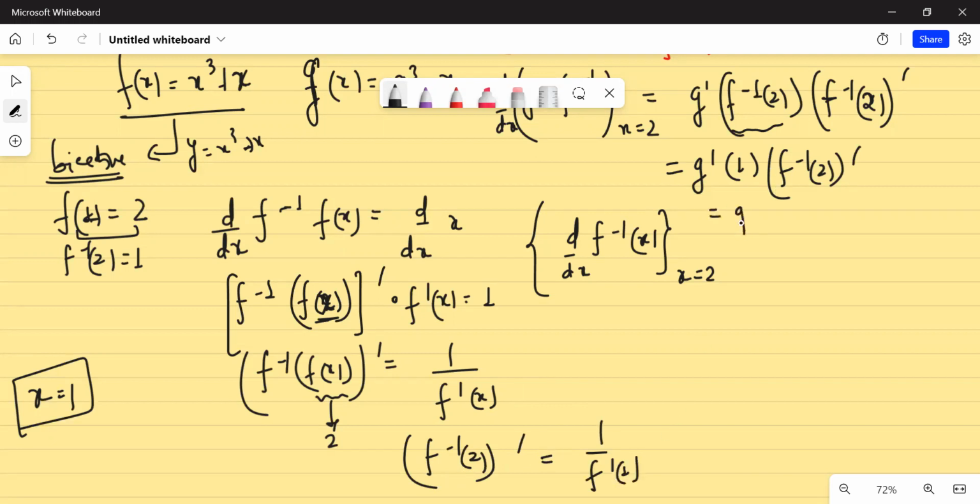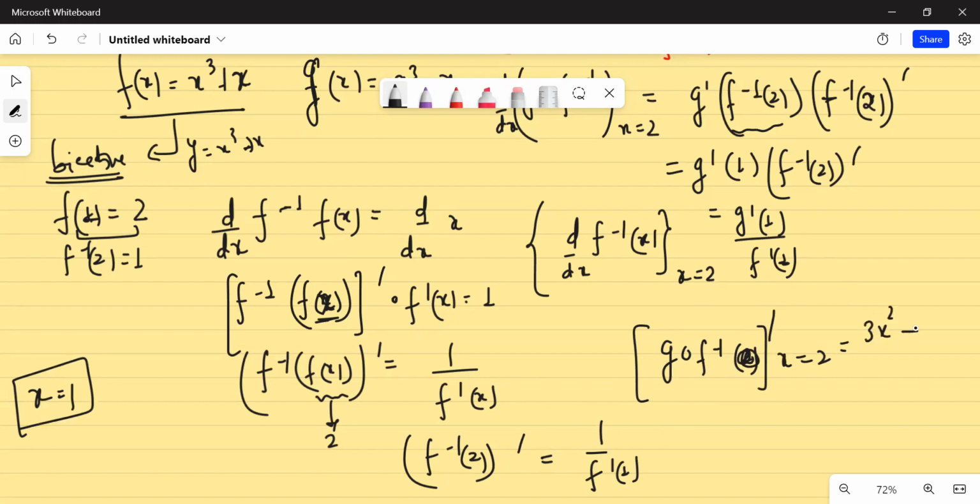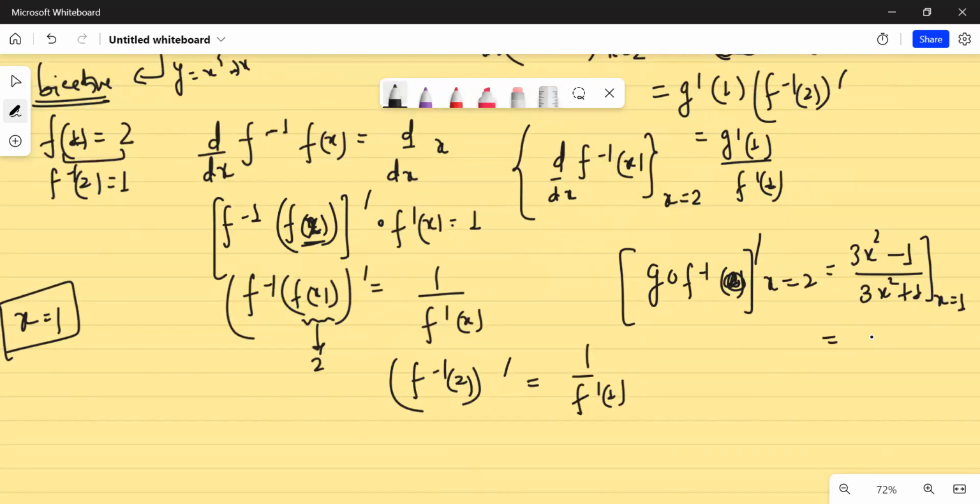So ये किसके बराबर हो जाएगा? It will be equal to g dash 1 divided by f dash. समझ पाए मेरी बात? इसका मतलब, derivative of g inverse at x equal to 2 is simply g dash 1. What is g dash 1? It is 3x² + 1, and this will be 3x² + 1 at x equal to 1. And this will be simply equal to 2 upon 4, which is simply equal to 1 by 2. So answer should be 1 by 2. Is that clear or not clear?